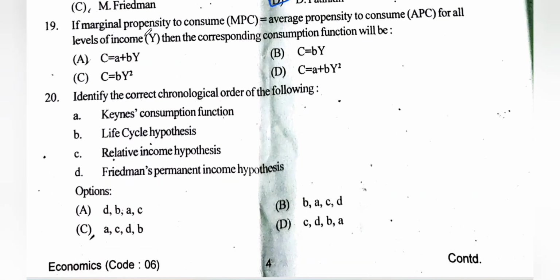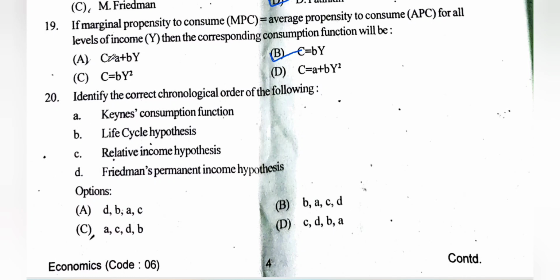Question number 19. If marginal propensity to consume MPC equals average propensity to consume for all levels of income, then the corresponding function will be: option A, C equals A plus BY; option B, C equals BY; option C, C equals BY square; option D, C equals A plus BY square. In the long run, we know that MPC is equal to APC, where the autonomous consumption is 0 and the consumption will be C equals BY. So the correct answer is C equals BY, where autonomous consumption is 0 and APC will be MPC.